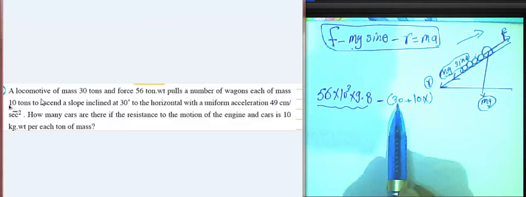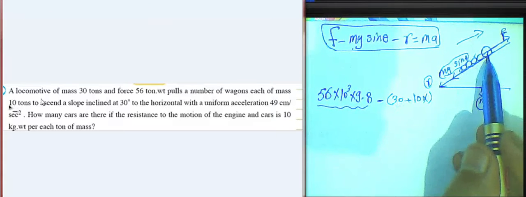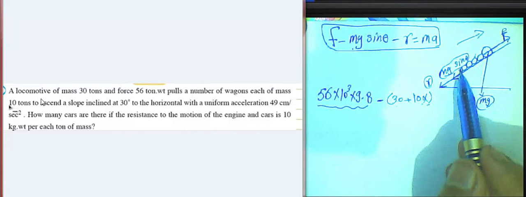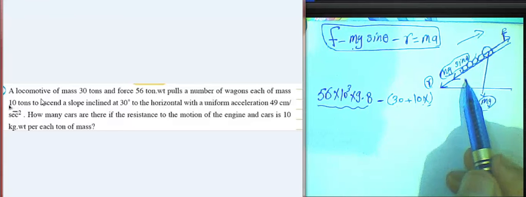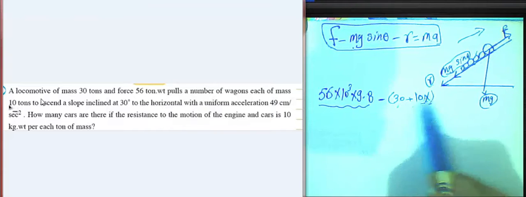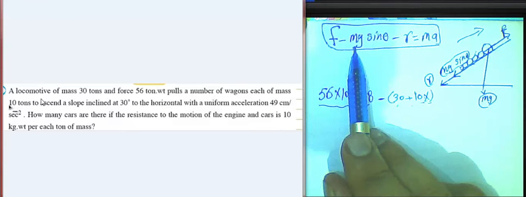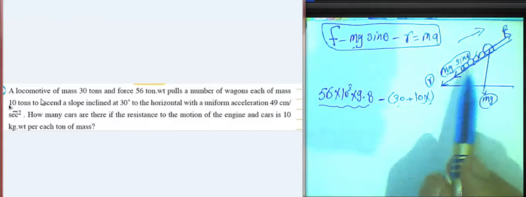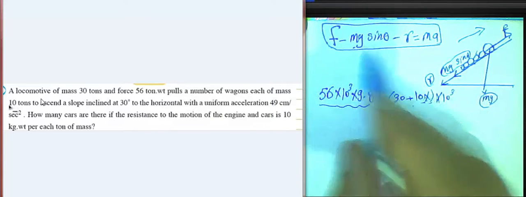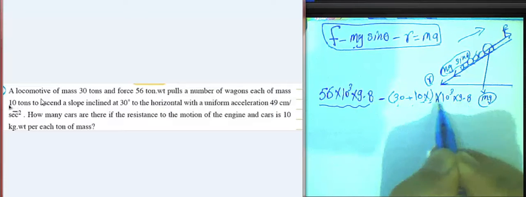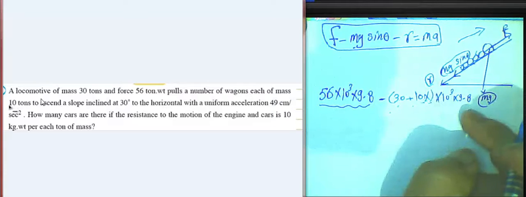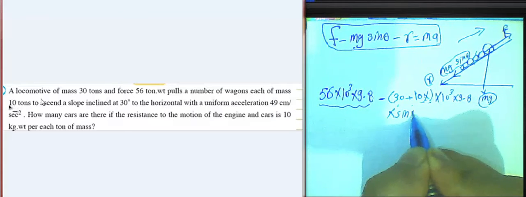What about 30? 30 is the weight of the locomotive here, 30 ton. And 10 multiplied by x, we have a lot of cars. I don't know the number of cars, but I know the weight of one of them equals 10. So we can write 30 plus 10x. It represents the total weight m. Complete. We can convert from ton to kilogram, multiply by 1000, multiply by g, 9.8, multiply by sine theta, theta equals 30. Complete here with me. Okay, I will complete here, multiply by sine 30.